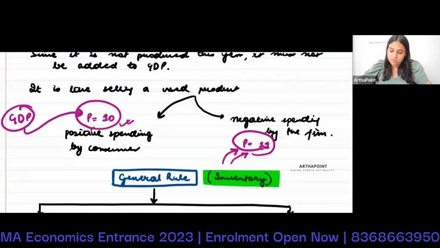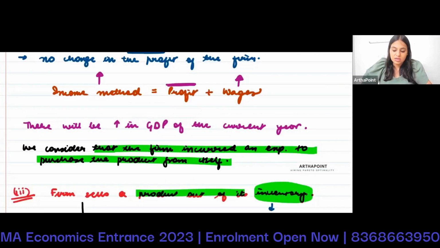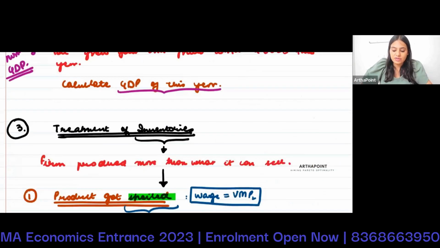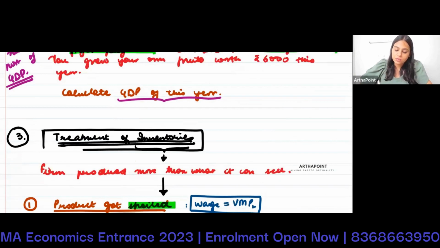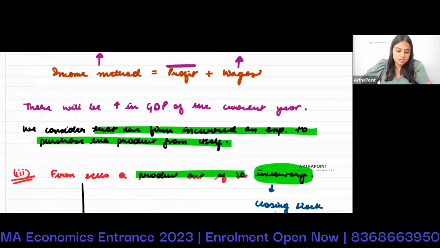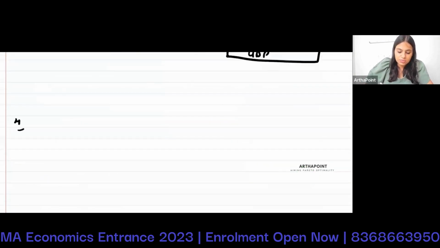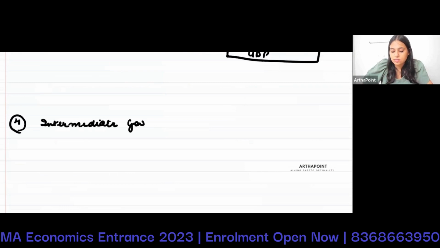Now, the next term, so this was the third one, right? Yes. The third was treatment of inventories. The fourth one that we have is called intermediate goods. So here comes the value added method.